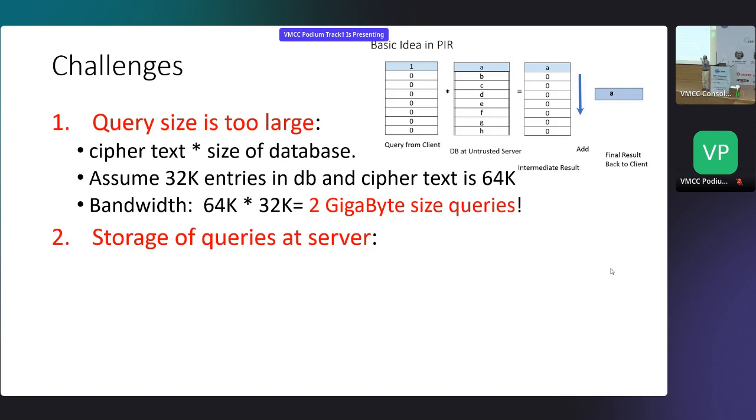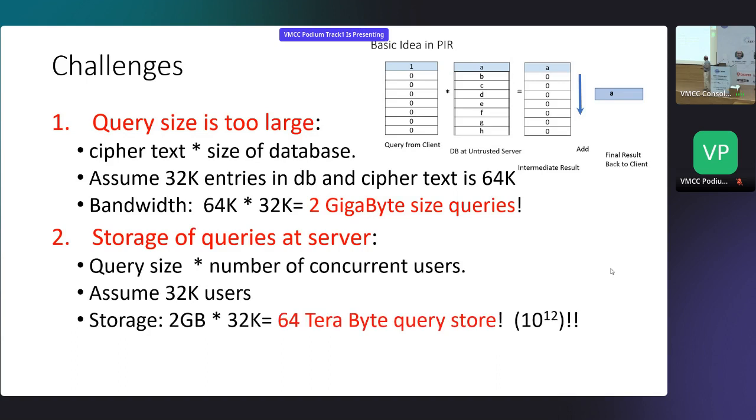The second one is, even if 2 gigabytes, maybe it's not unreasonable. But the problem is that we have to store this for every one of the clients now. So it's the query size times the number of concurrent users, because we have 32K people talking to each other at the same time. Not the same one talking to multiple people, but I am talking to somebody, and so there's all this communication. So there are 32K queries that are coming. So now we are talking about 64 terabytes of data that need to be stored at the server. Now we have a very serious problem.